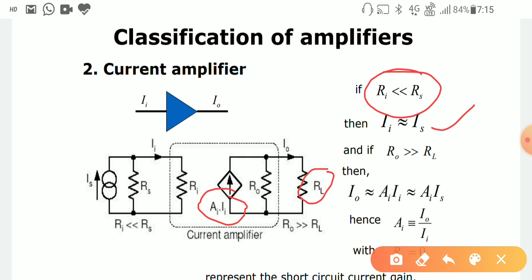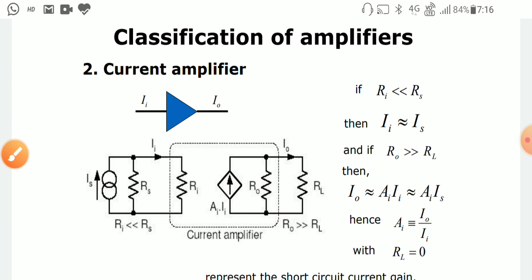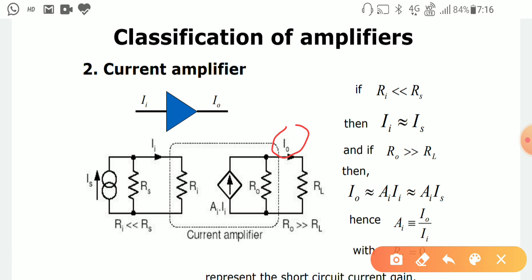In that case, the condition will be that R0, the output impedance, should be much greater than RL. That means RL will work as a short circuit form, because RL is so small, so maximum current will flow in this path. So for the R0 resistor, no current will flow on the load side for the ideal case. In that situation, you can say that I0 should be equal to AI into Ii. So maximum current is passed through this path, and I0 is equal to AI Ii. That is represented here also.